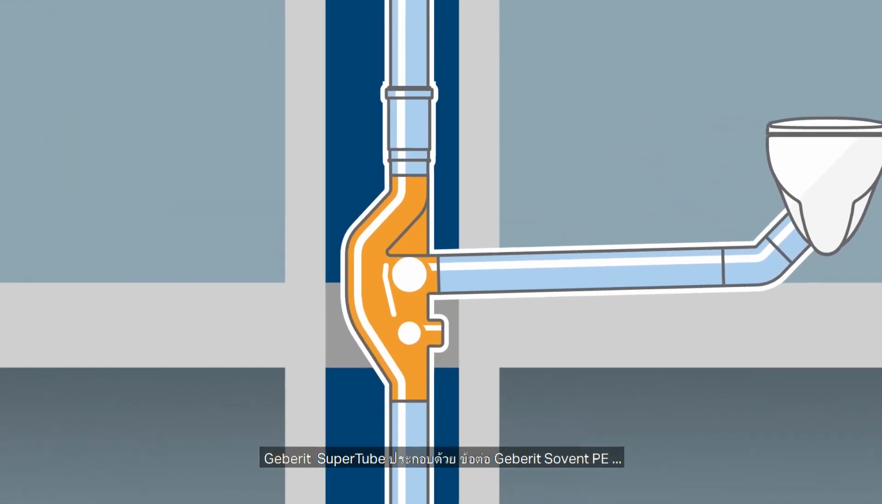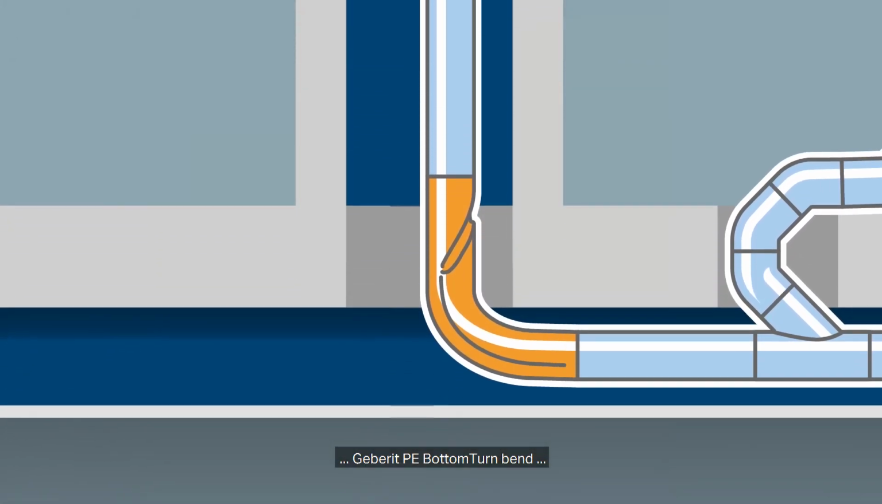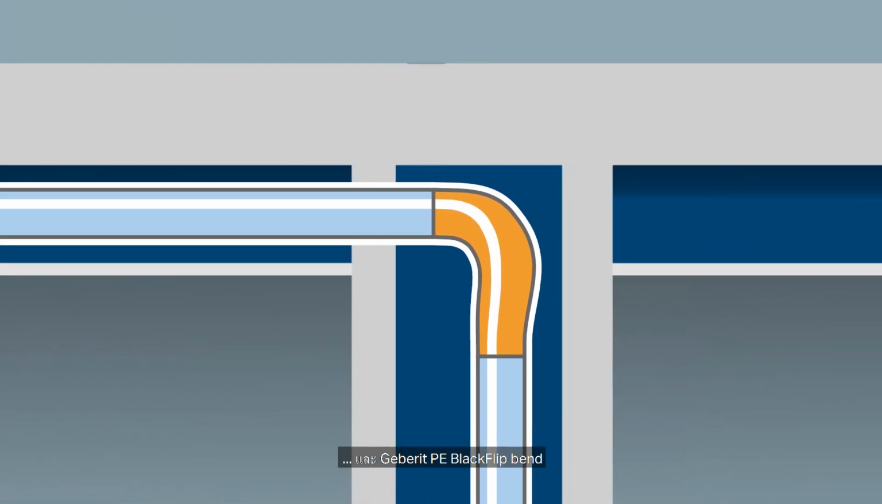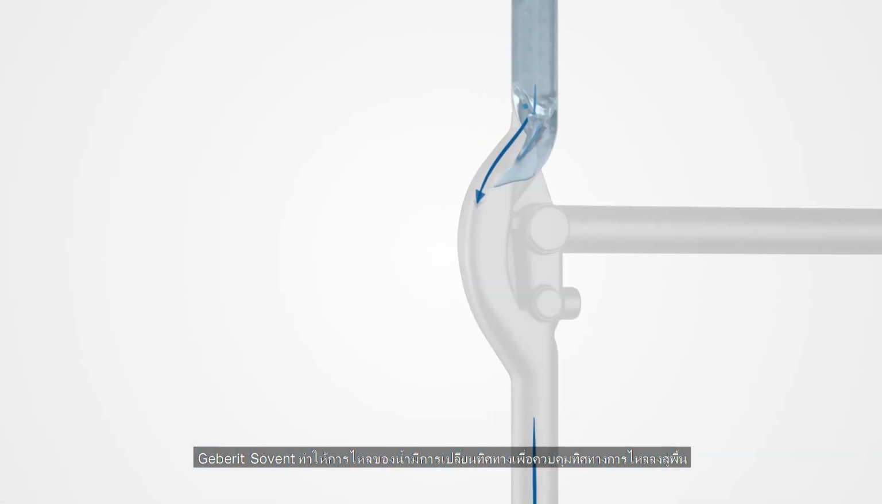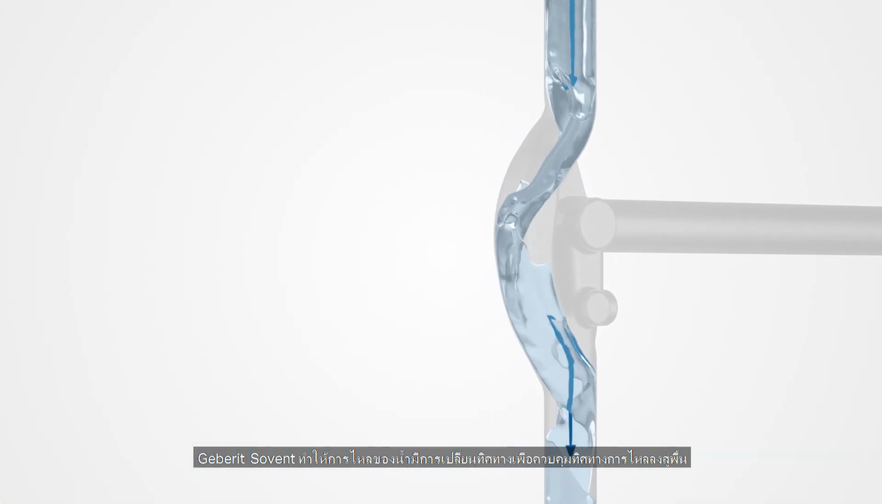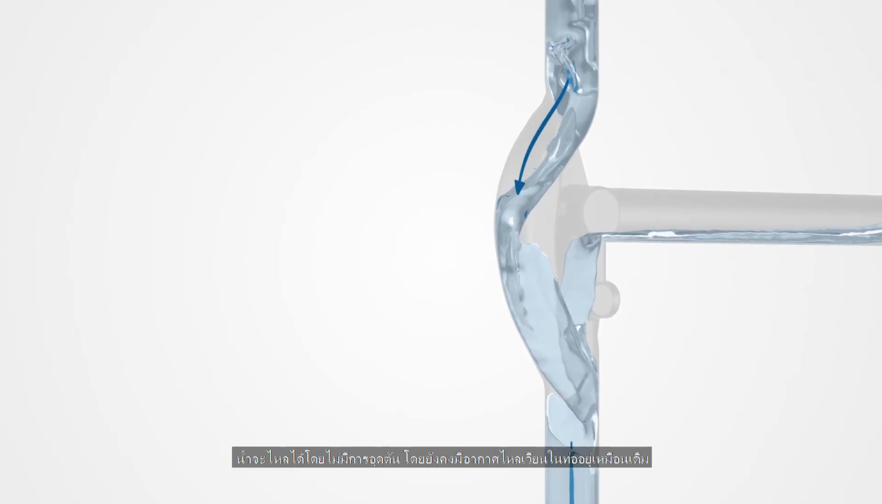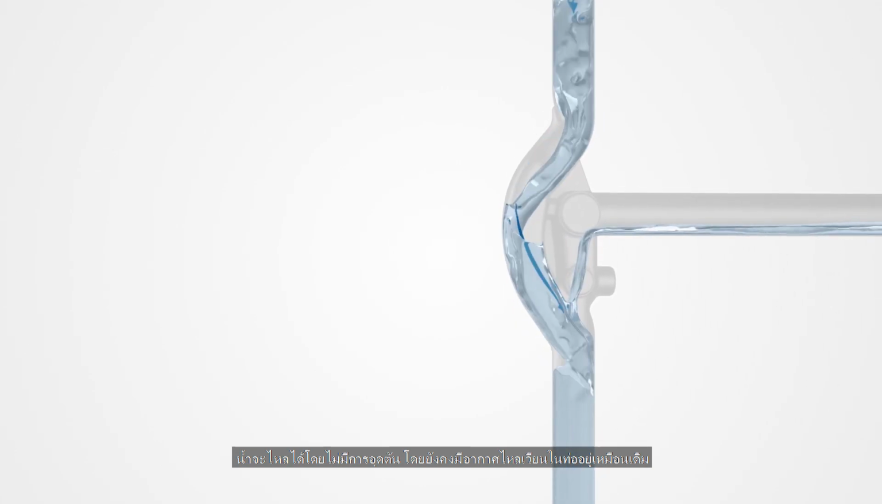Geberit SuperTube consists of the Geberit PE solvent fitting, Geberit PE bottom turn bend, and Geberit PE backflip bend. Geberit solvent sets outflowing water in rotation and guides it around the floor connection. Inflowing water can flow in without a hydraulic blockage being created. The air column in the stack is maintained.